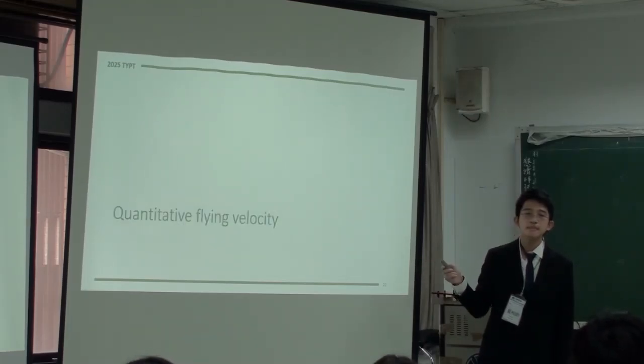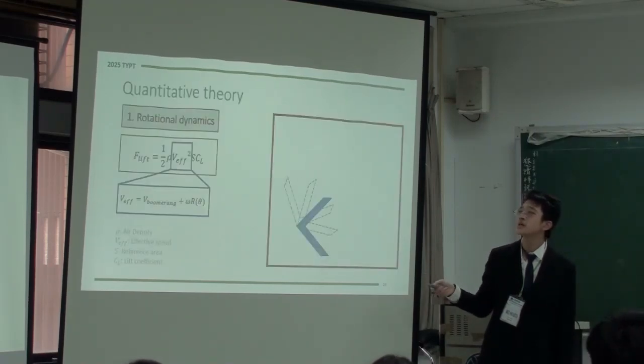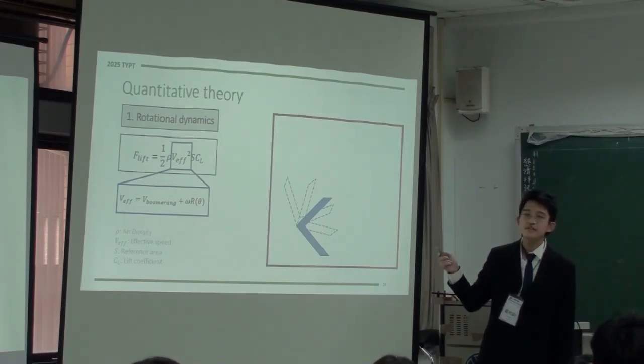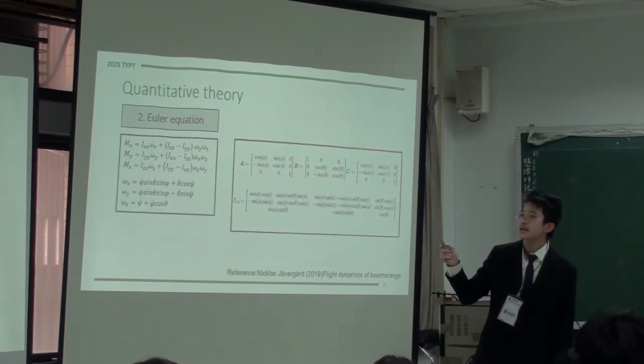Next, I'll talk about quantitative flying velocity. In this formula, we can see the lift is related to the effective velocity, and the effective velocity combines the velocity of the boomerang and the velocity of the rotation. And then next, the yaw angle.